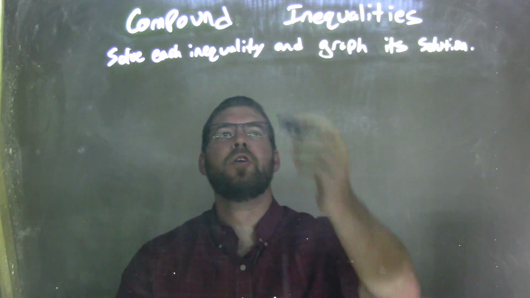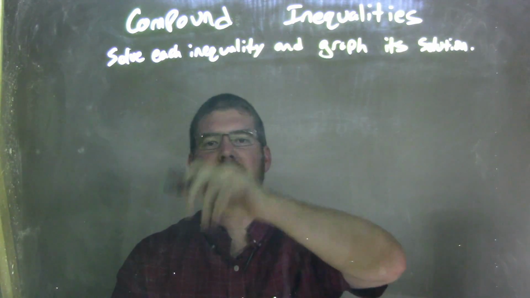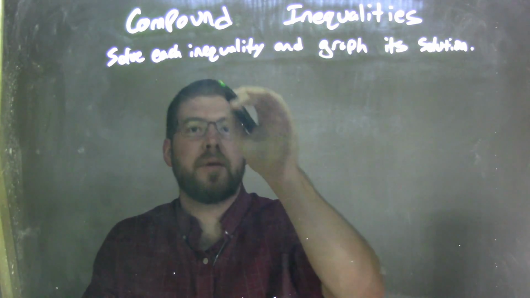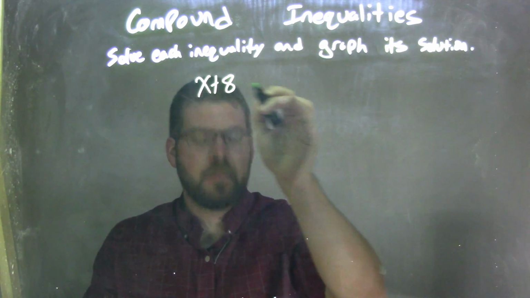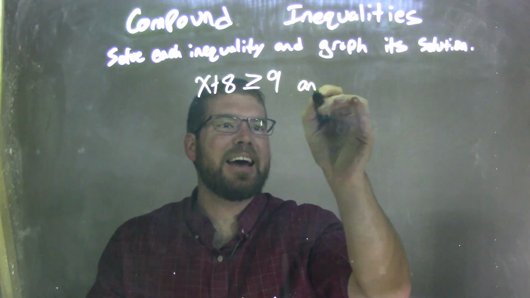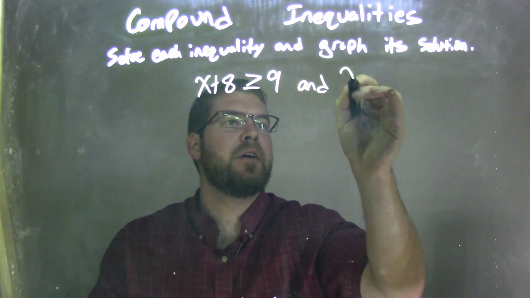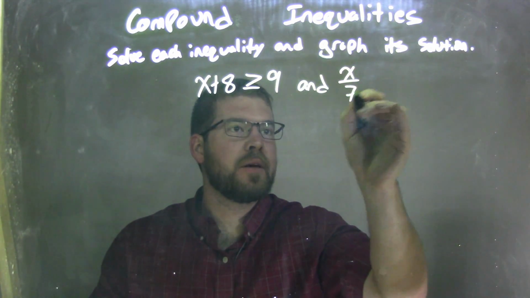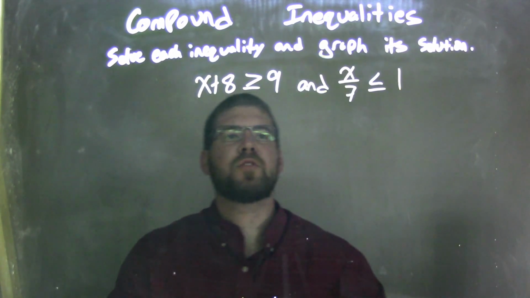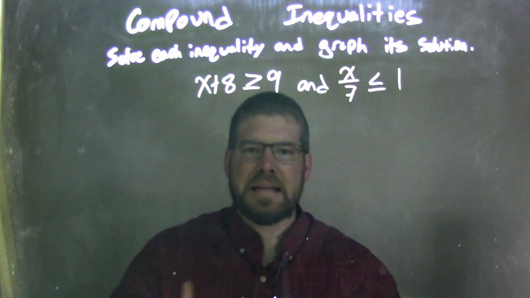And today we're going to learn about compound inequalities. We're going to solve each inequality and graph its solution. So if I was given this inequality, x plus 8 is greater than or equal to 9, and x over 7 is less than or equal to 1. Okay? So they're separated, let's solve each inequality individually.